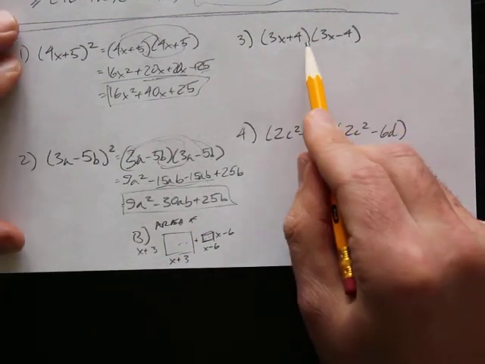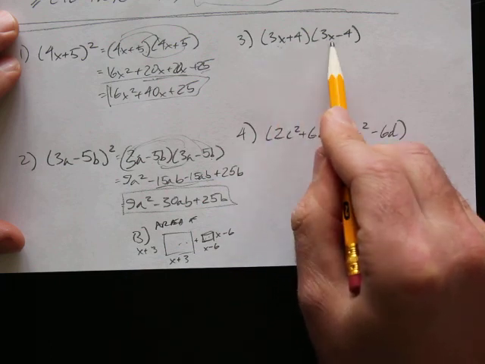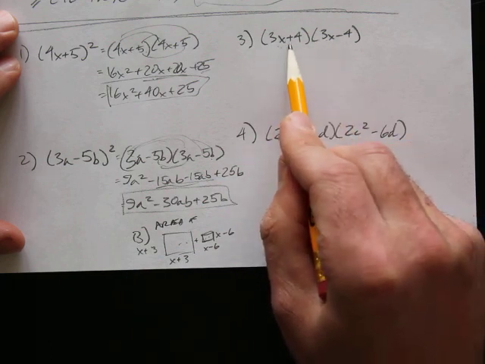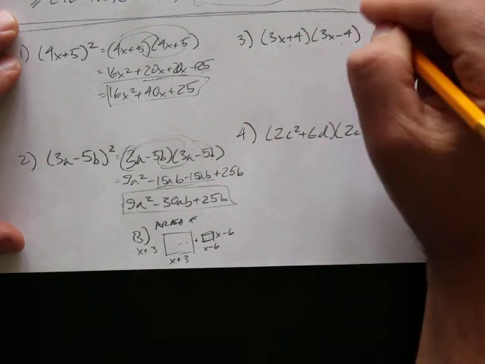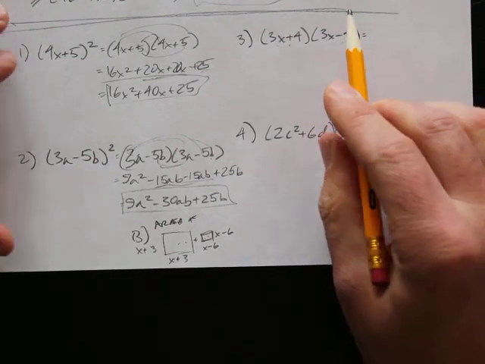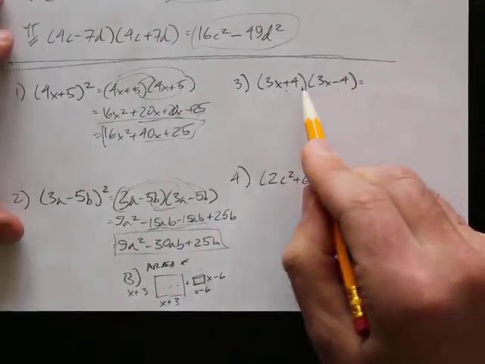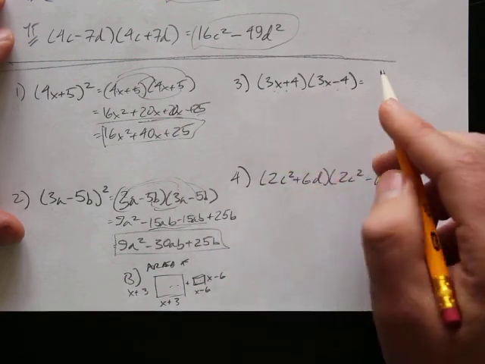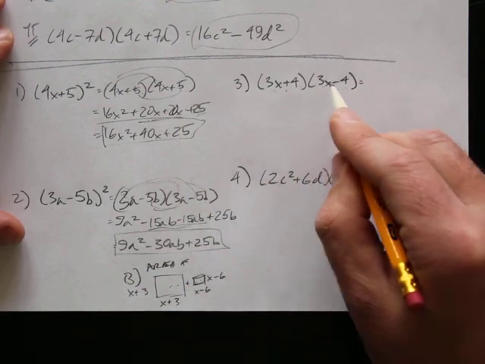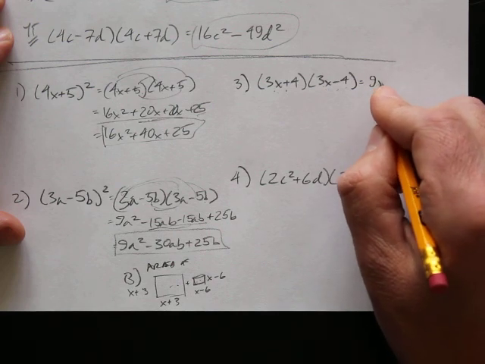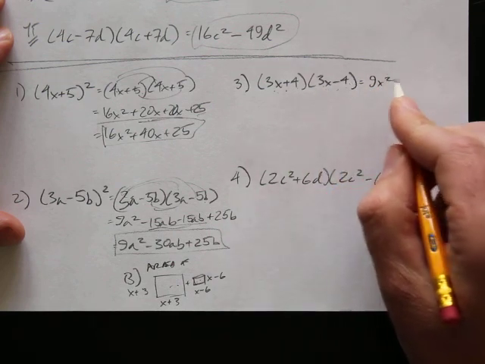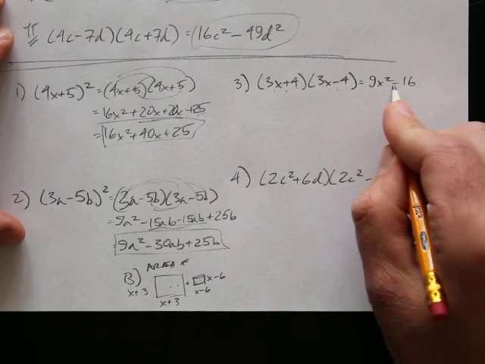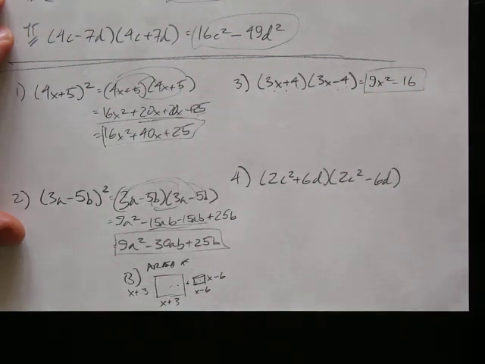All right, here I have these two are the same binomials except one is positive and one is negative. So I'm going to use my difference of squares. Now, if I forgot my difference of squares and wanted to FOIL it, I could totally do that. That'd be fine. But I don't want to. I want to use my shortcut. 3x times 3x is 9x squared. 4 times 4 is 16, and I make sure that it's minus in between those.